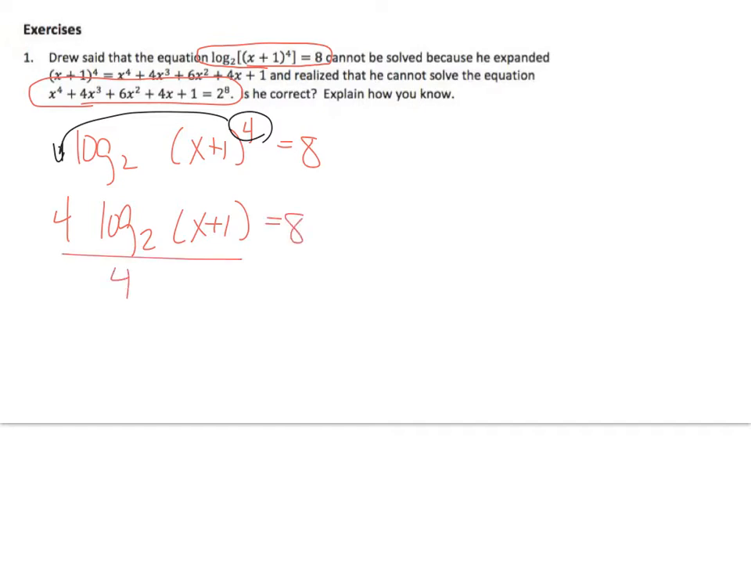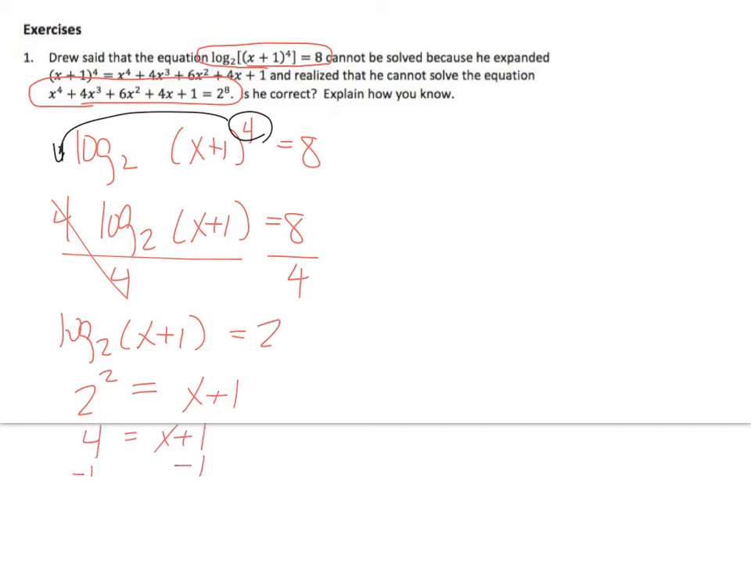Now I can divide both sides by 4. Sort of cool. Log base 2 x plus 1 equals 2. Now it's much easier, isn't it? 2 raised to the 2 power, 4 equals x plus 1. X equals 3. Got it, right? So let's check the solution, put it back into the equation.